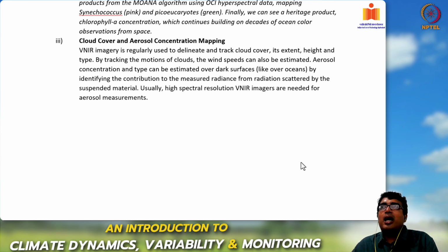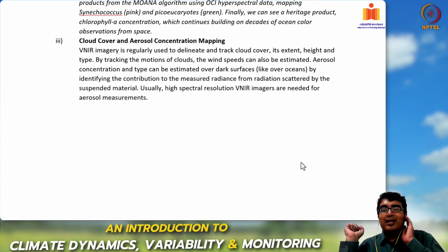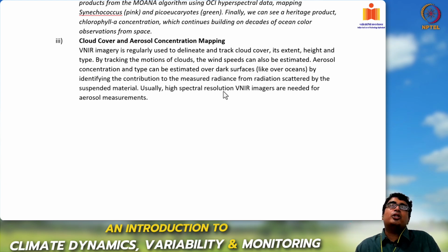Clouds, especially cloud tops, reflect a lot of the VNIR radiation in the visible range, and hence that can be used to find cloud distribution, track clouds, the height of the cloud, etc. And by tracking the cloud motion through successive VNIR images, we can also evaluate the wind speed at the cloud altitude. For these cases, we need high resolution VNIR images.